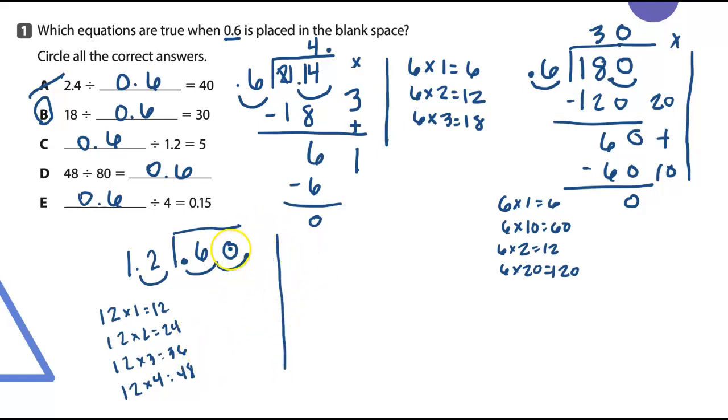I see 48 gets me close to 60 without going over, so 12 times 4 is 48. I subtract. I can't take 8 from 0, but I can make it a 10 and make this a 5. 10 minus 8 is 2. 5 minus 4 is 1, so I'm left with 12. What times 12 gives me 12? 1 does. Subtract 12 from 12, and I get a remainder of 0, which is what I want.